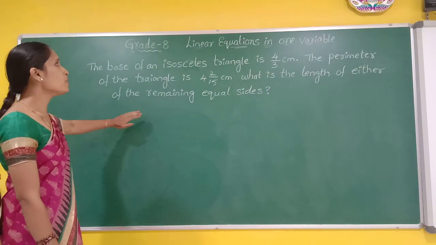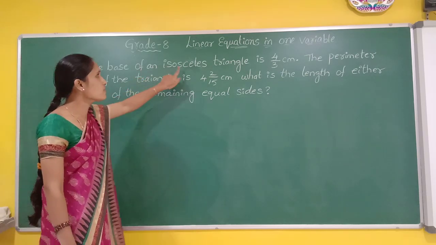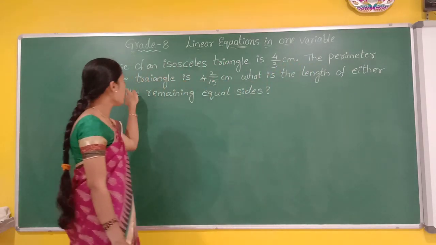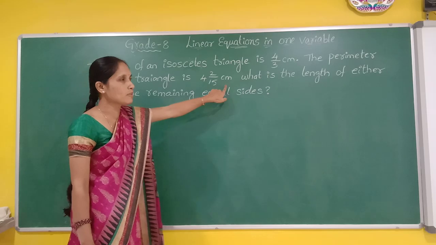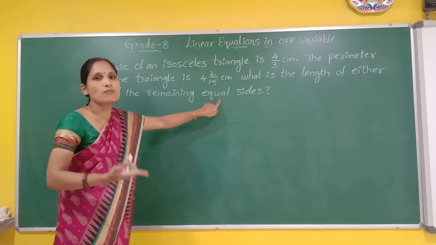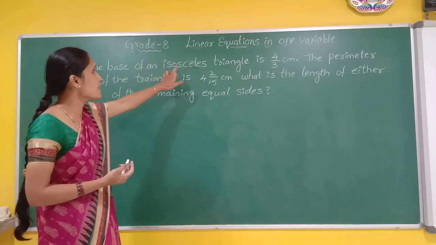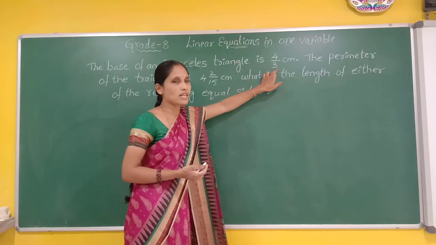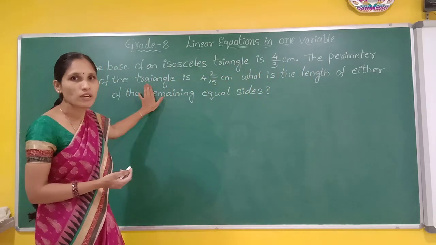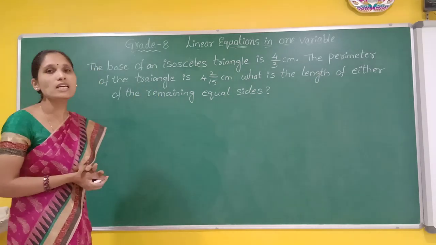This is the third problem in exercise 2.2, children. The base of an isosceles triangle is 4 by 3 centimeters. The perimeter of the triangle is 4 2 by 15 centimeters. What is the length of either of the remaining equal sides? Once again, the base of an isosceles triangle is 4 by 3 centimeters, and the perimeter of the triangle is 4 2 by 15 centimeters.